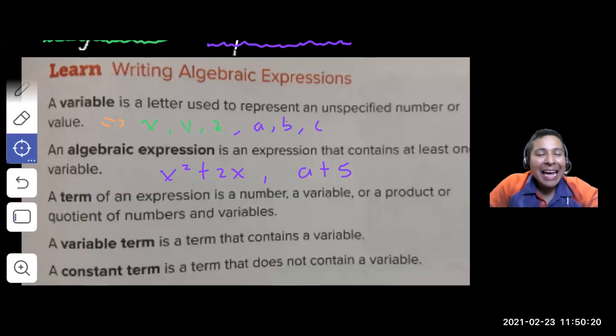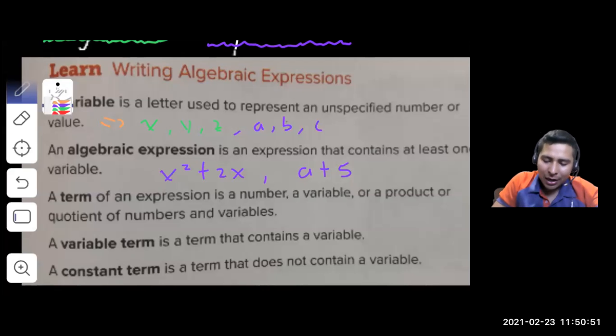All right. Then let's take a look at a different concept, which is a term. What a term is. Can someone help us out in reading this? A term of an expression is a number, a variable, or a product or a quotient of numbers and variables. What is that? That's a little bit tricky. What is a term, guys? We'll give you an example instead.